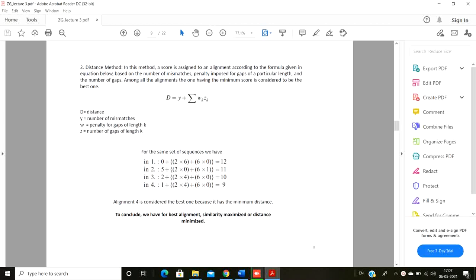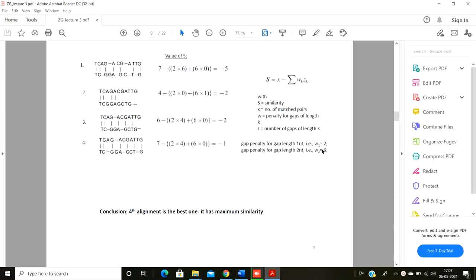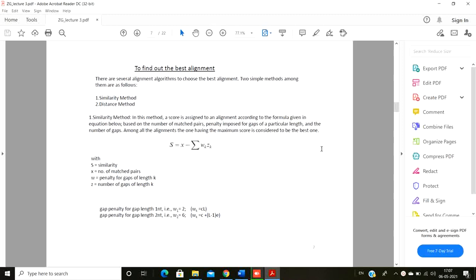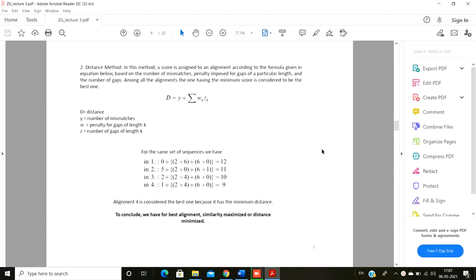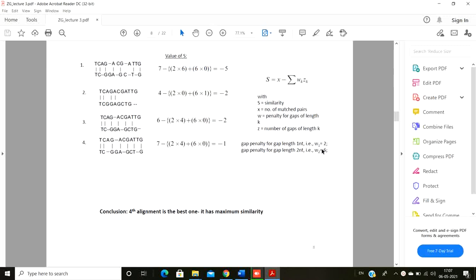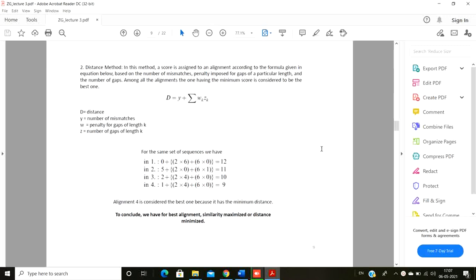Hi. So last day we stopped at the distance method. We discussed that there are two methods of finding the sequence alignment, to find the best alignment. One is the distance method, another is the similarity method. And we found out that both of these methods converge and give the same result, right? So it doesn't matter which method you follow, either of them is going to give you the same kind of result.